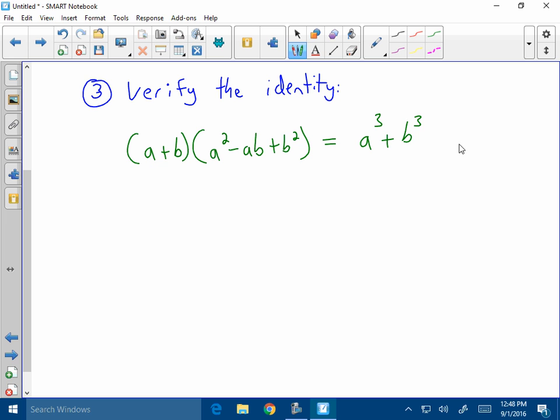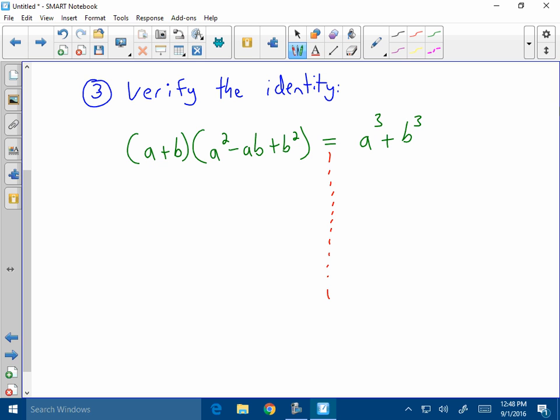When we're doing something like this, I'm going to draw this wall down the middle here. Basically, it's my job to show that these two sides are equal to each other. I'm not quite sure what to do with this, but I do know how to multiply 2 terms times 3 terms, based on what we were just doing. So I have to do that, and if I do it correctly, it should come out to be this at the end. That's our job, to show that that's true.